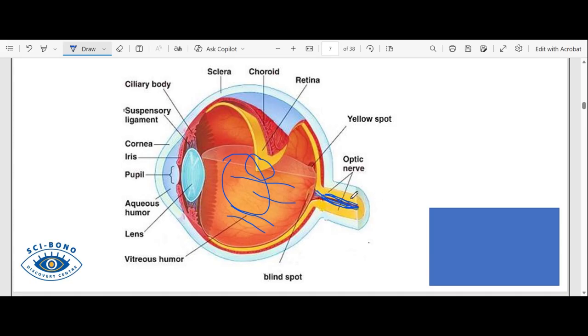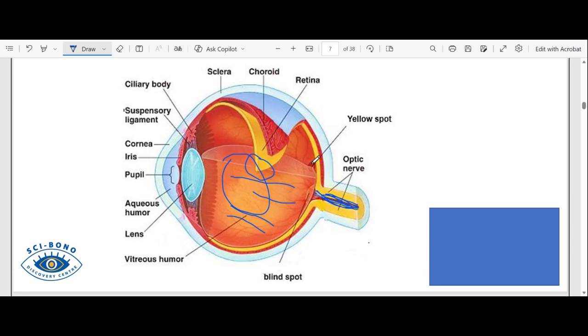So the function of this optic nerve is that it transmits impulses from the retina to the cerebrum, where the sensation of seeing is interpreted. So where the impulses are interpreted.